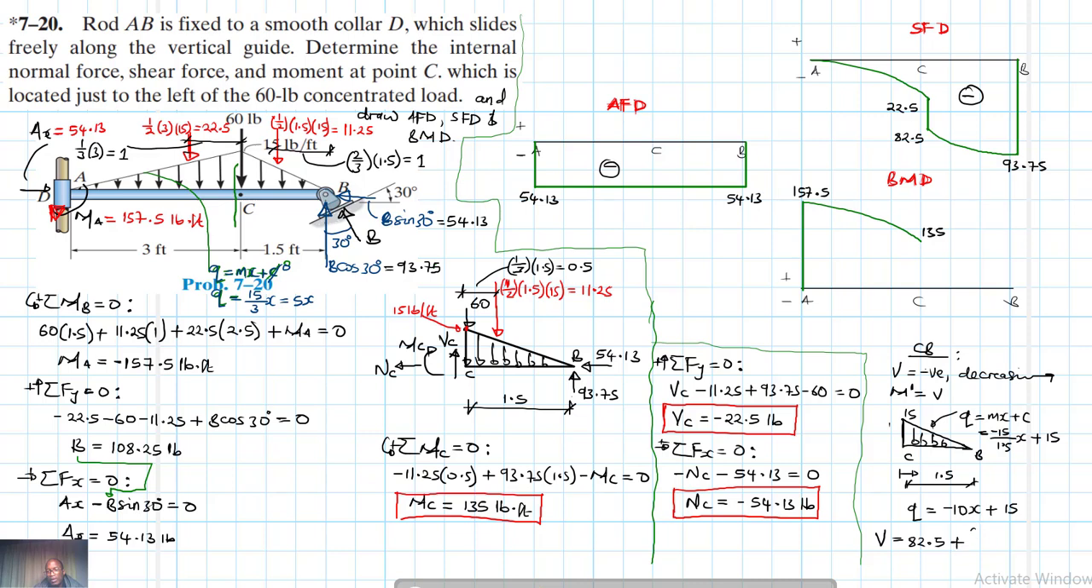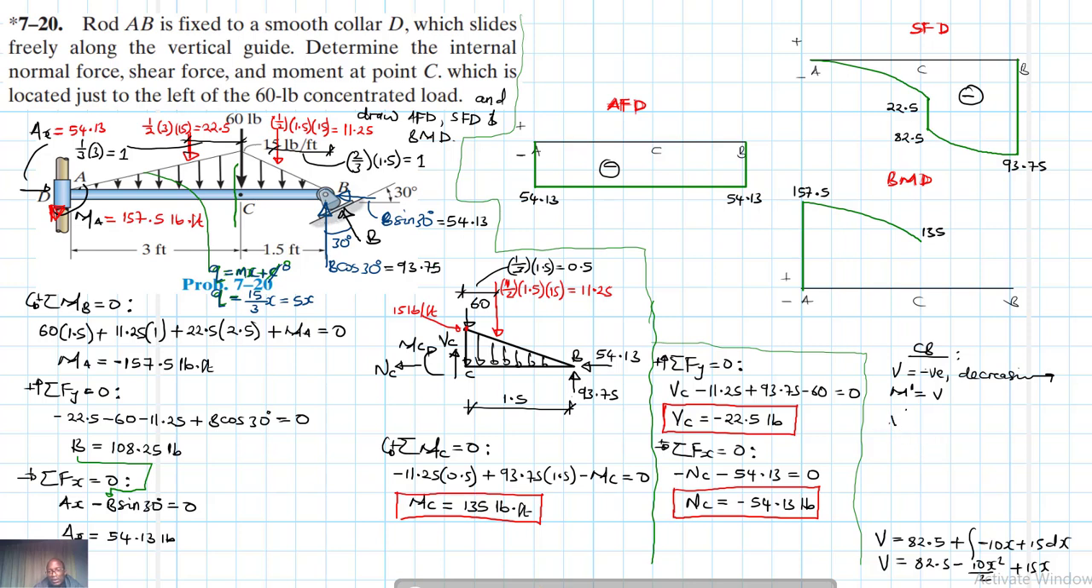Then I'll say plus the integral of q dx. Okay, and our q from C to B that we just found is minus 10 x plus 15, and therefore our V is going to be equal to 82.5 minus, when you integrate, 10 x squared over 2 plus 15x. So this is now the shear from C to B. Okay, if I wrote it nicely, this becomes a minus 5x squared, it's quadratic, plus 15x, then plus 82.5. So for us to convert this into our moment, we need to integrate it.